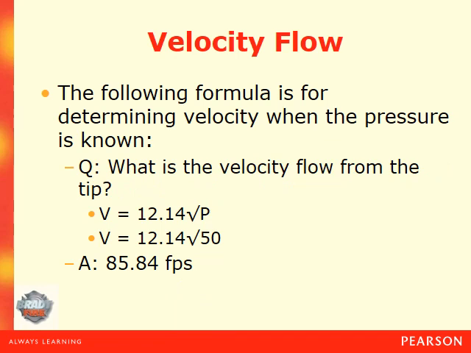The following formulas for determining the velocity when the pressure is known. What is the velocity flow from the tip? And this is what we worked out. It's just all written out for us. Velocity is 12.14 times pressure. And they got 85.84. So, again, it just depends on your decimal points. And I'm not going to gig anybody on that. You get a little leeway.